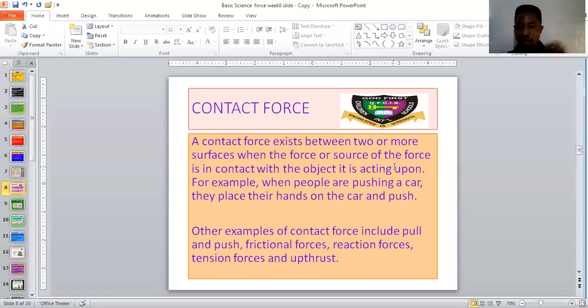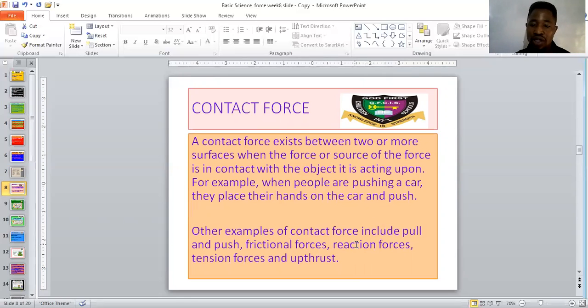Let me explain. Contact force. Contact means touching, just touching. The two objects must touch. I want to kick a ball, I must make sure my leg touches the ball to kick it. You get it now? I want to push a thing, I must make sure my hand touches the thing to push it. I want to lift an object, my hands must touch the object to lift it. That's contact force. And other examples, for example, when people are pushing a car, they place their hands on the car and push it.